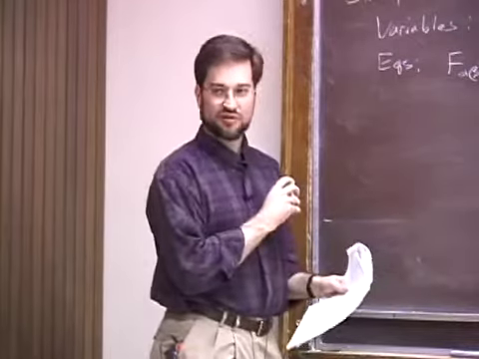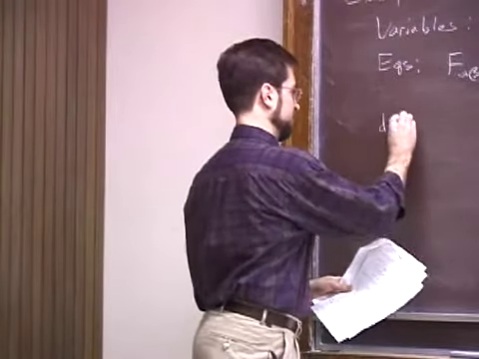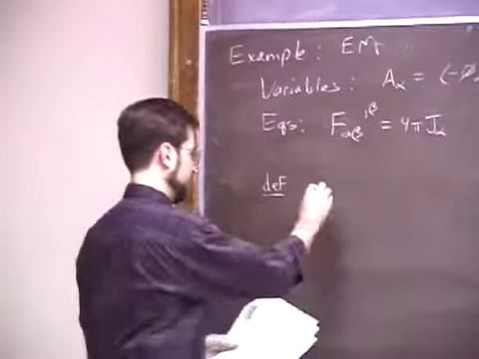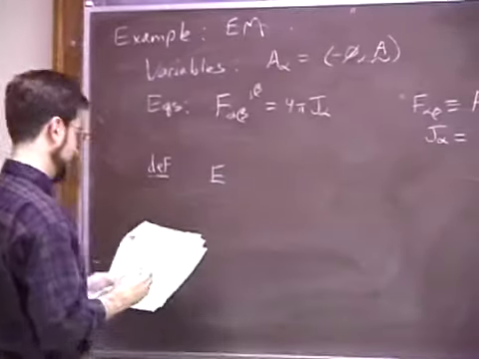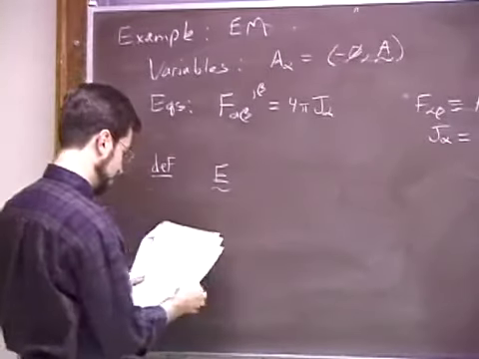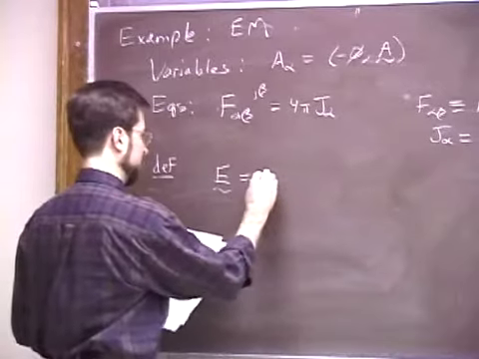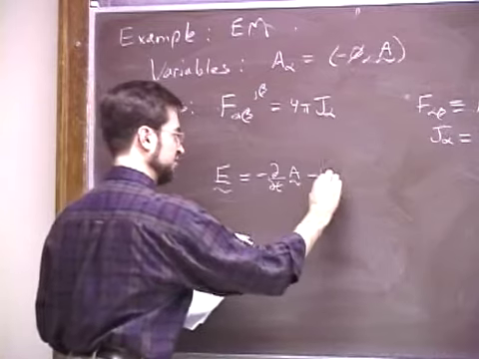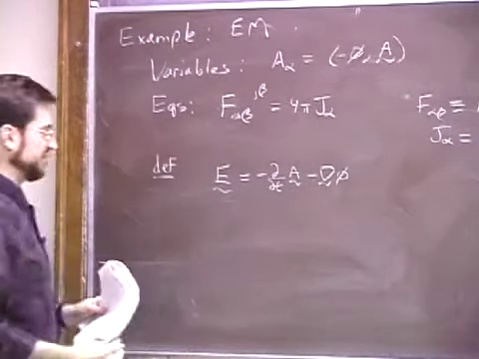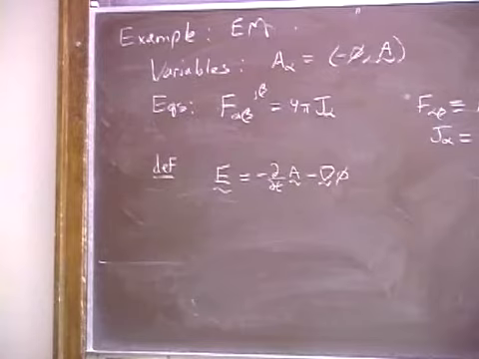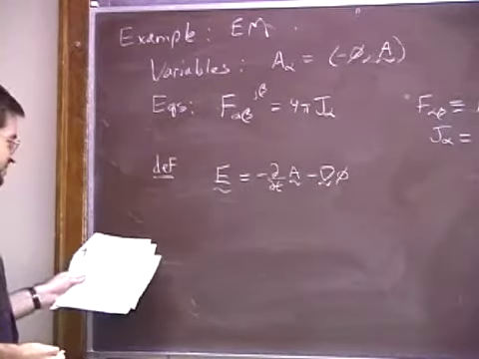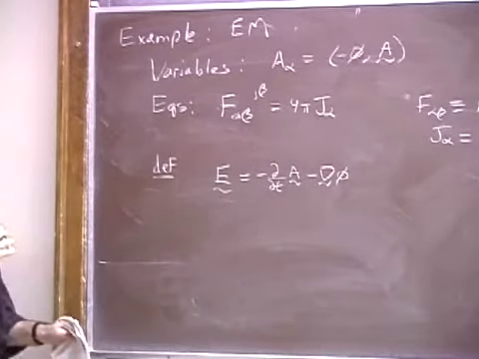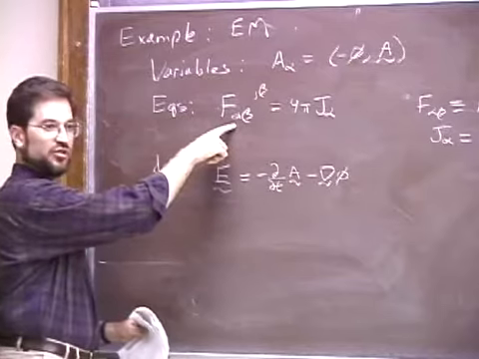So the first thing I'm going to do is make a definition, just to make the equations look easier. I'm going to define something, believe it or not, called E. And I'm going to define E to be minus d by dt of the A vector minus grad phi. That's just a definition. And using this definition, now I'm going to write out Maxwell's equations, and I'm going to write out all 4 components.